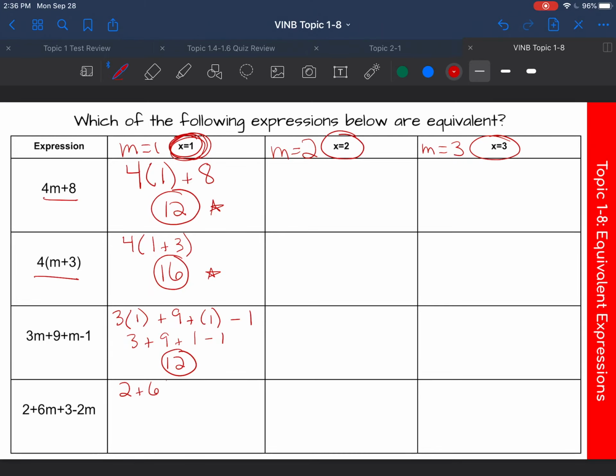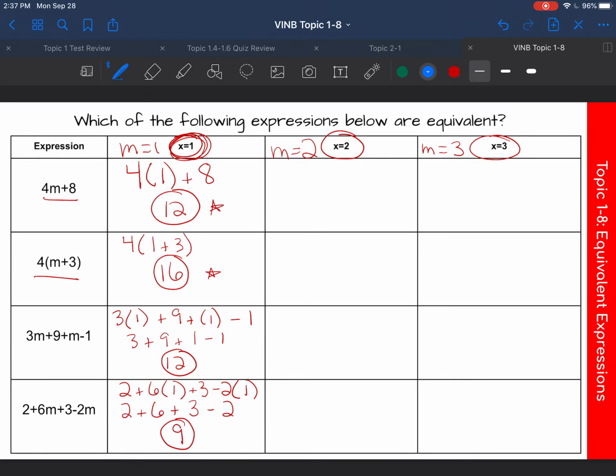And then lastly, we have 2 plus 6, plug in the 1, plus 3 minus 2, plug in the 1. Again, we solve 2 plus 6 plus 3 minus 2, from left to right. 2 plus 6 is 8. 8 plus 3 is 9, 10, 11. 11 minus 2 is 9.